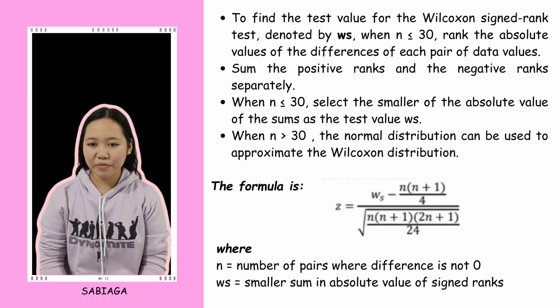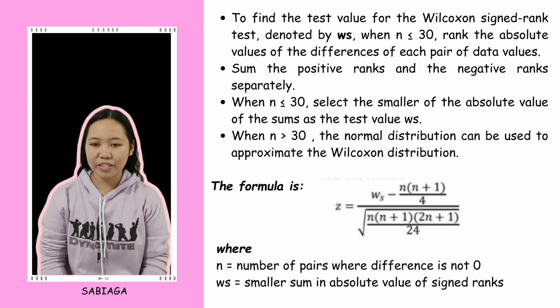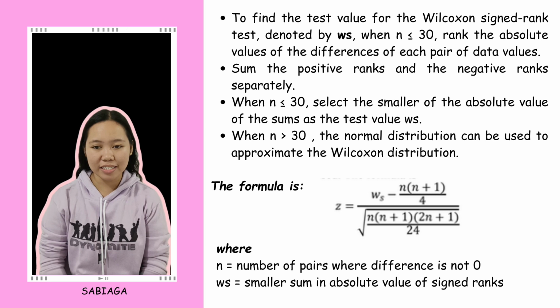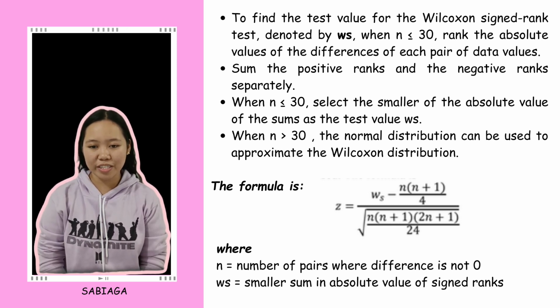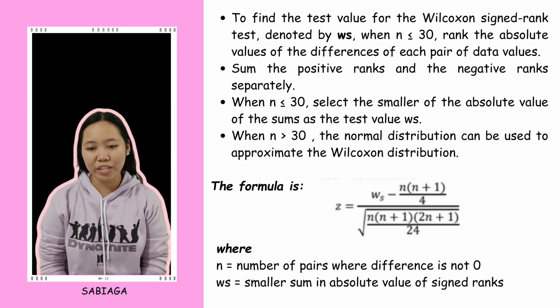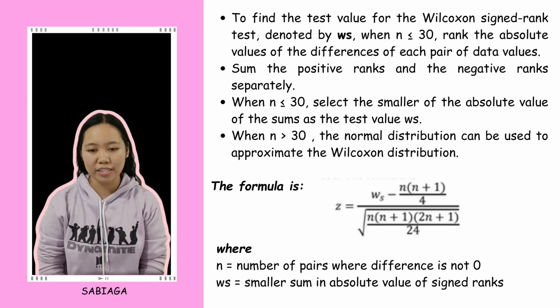To solve for the test value, which is denoted by WS, rank the absolute values of the differences of each pair of data values, that is, when n is less than or equal to 30. Sum the positive ranks and the negative ranks separately. Select the smaller of the absolute values of the sums as the test value WS. However, when n is greater than 30, the normal distribution can be used to approximate the Wilcoxon distribution.